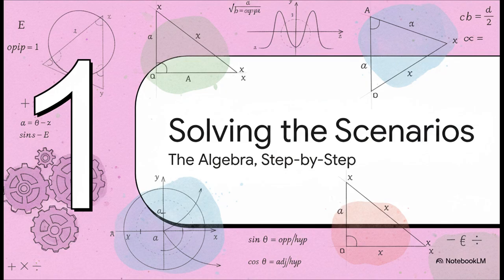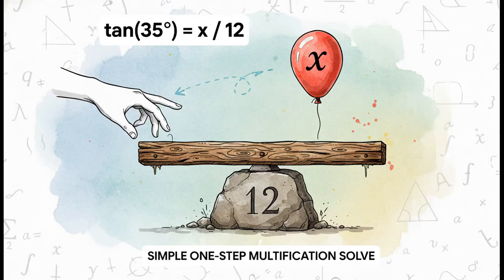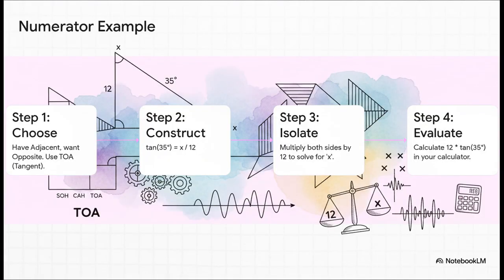Okay, so how does this actually work in practice? Well, it turns out there are really only two algebraic situations you're ever going to face when you're doing this. So let's break them both down step by step. First up, we've got the easier case. This is what happens when your unknown side, your x, ends up on top of the fraction, in the numerator. Okay, let's walk through this one together. Step 1, choose your function. Looking at our angle, we have the adjacent side, which is 12. We want the opposite side, x. So, opposite and adjacent, that's TOA, which means we use tangent.